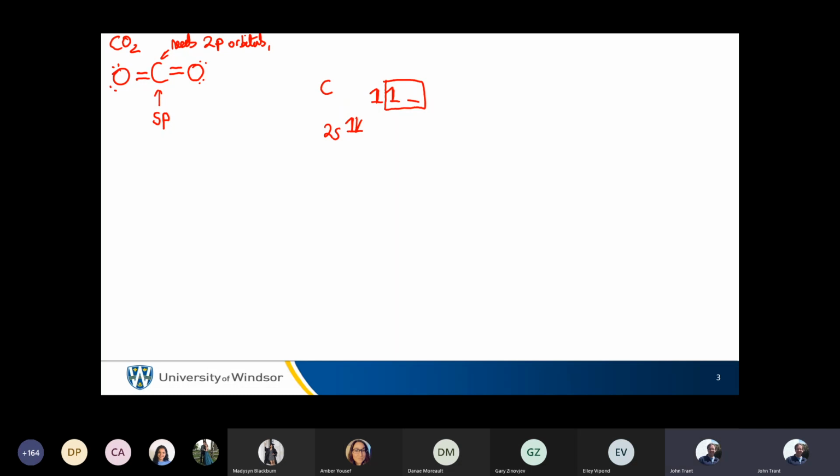Now it needs to make two single bonds. And those single bonds are always made with hybridized orbitals. Unless you're hydrogen, you cannot make a single bond with an s orbital. You cannot make a single bond with a p orbital. There are a few really weird exceptions, so we are not going to talk about those in this class. So we're going to fall into the fact that you cannot make a single bond with a p orbital. You must make single bonds with hybridized orbitals. There's two of them. So you need two orbitals to get two orbitals.